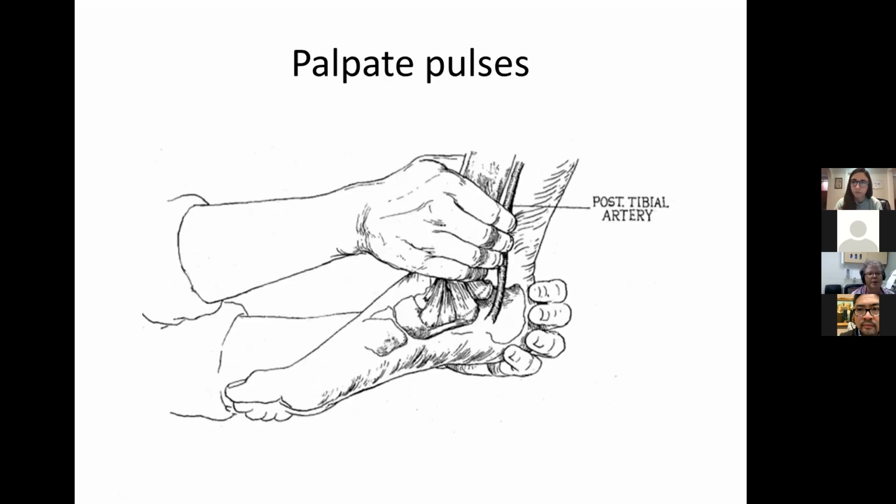Posterior tib, you're going to want to use the distal-most aspect of the malleolus, and you can wrap 4 fingers. So I will take my, not my thumb, but my 4 fingers, use the bottom of the malleolus, and then just sneak in behind the tibia back just above the tarsal tunnel and find your posterior tib artery.